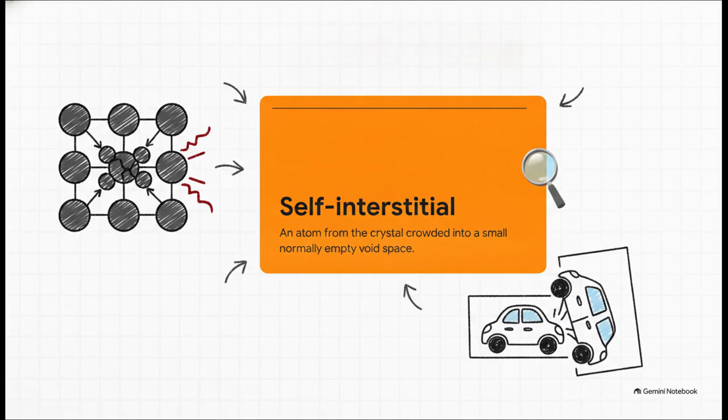On the flip side of a vacancy, we have the self-interstitial. This happens when an atom from the crystal jams itself into a tiny, normally empty void space right between the other atoms. Because atoms in metals are already packed in pretty tightly, squeezing a full-sized host atom into one of these tiny gaps causes a massive distortion in the surrounding lattice. It's exactly like trying to parallel park a massive SUV into a spot meant for a motorcycle. It just creates a lot of strain on all the neighbors. Because of that huge strain, self-interstitials are found in much lower concentrations than vacancies.